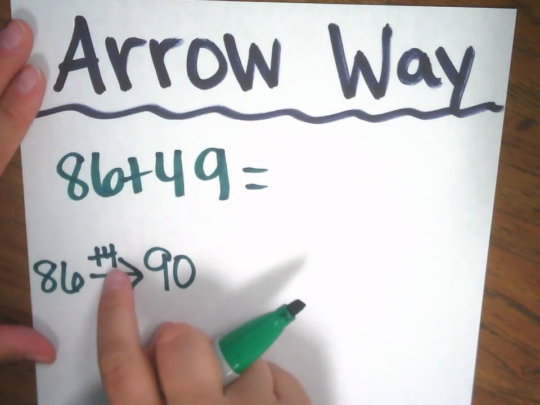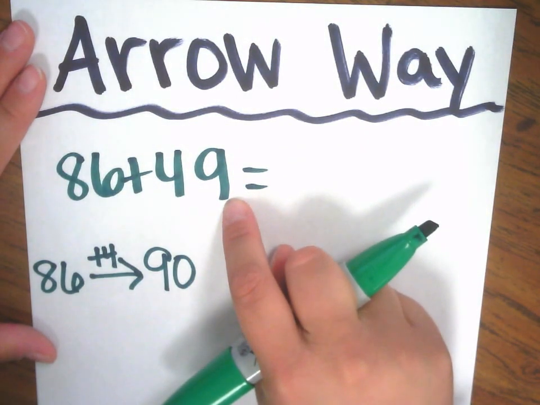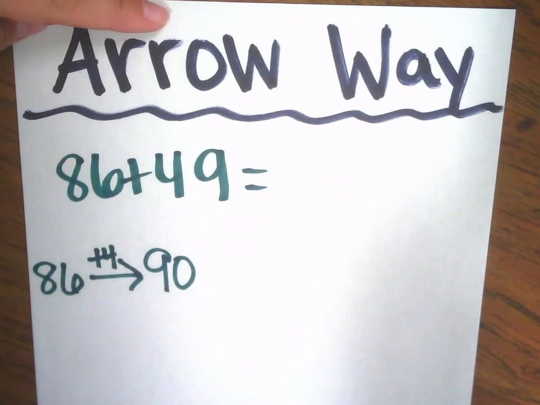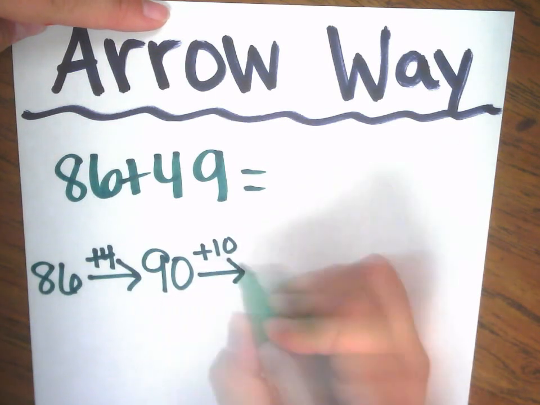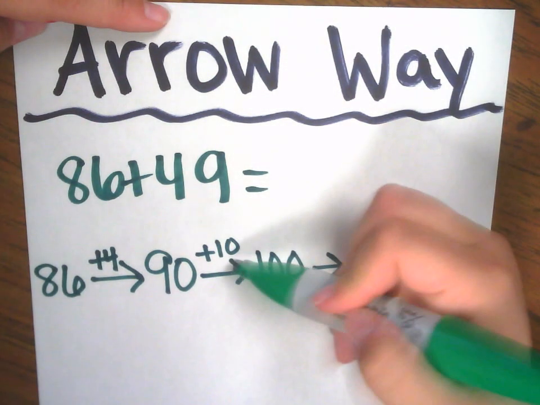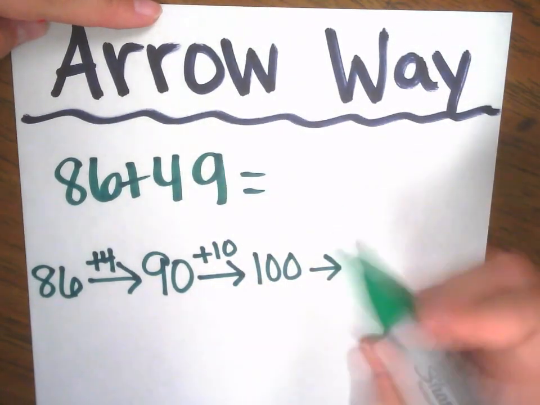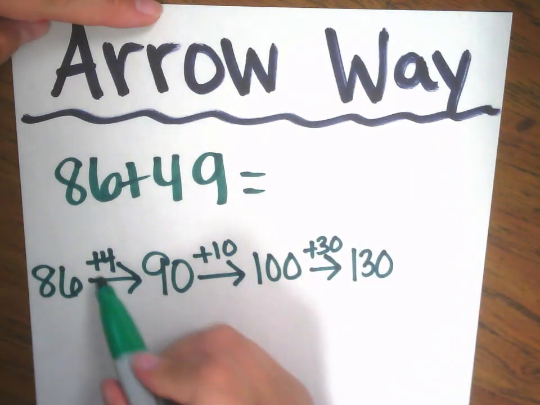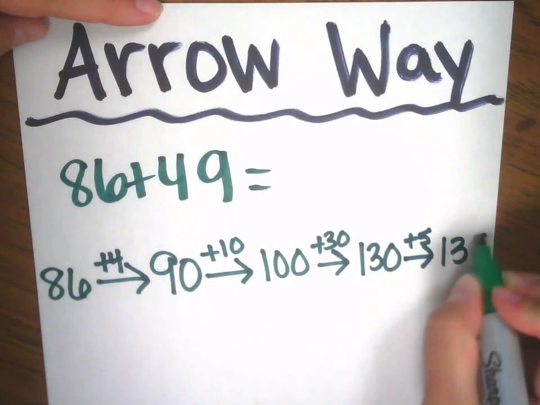Now this 4 is a part of this 9. So I have 5 more ones that I will need to add. I'm not going to do that yet, but I will need to do that. But now I'm just going to count. So plus 10, 90 plus 10 is 100. And then I've added 14 so far. So I need to add 3 more 10s. So I'm going to add 30, 130, and then I still need to add 5 more ones. Plus 5 gives me 135.